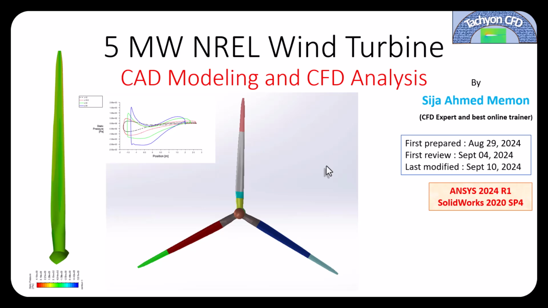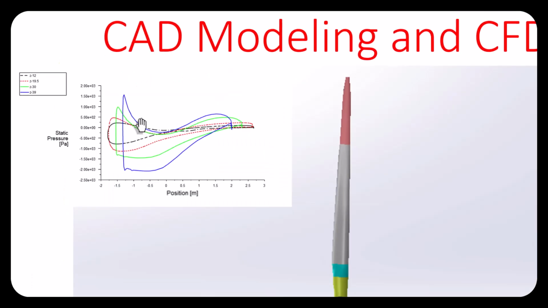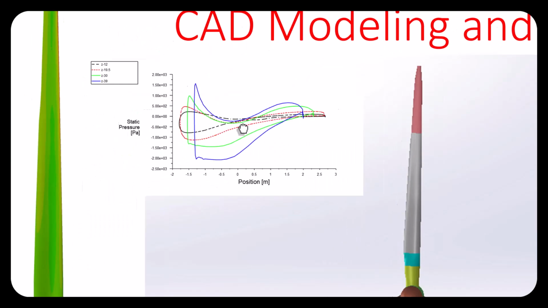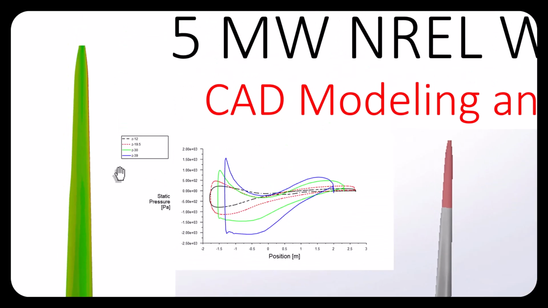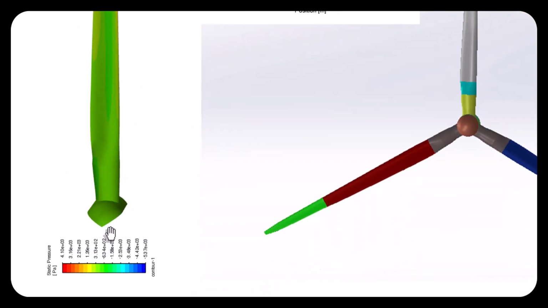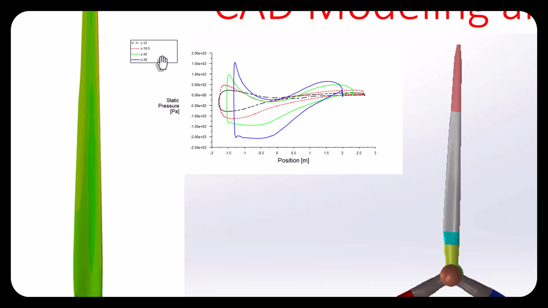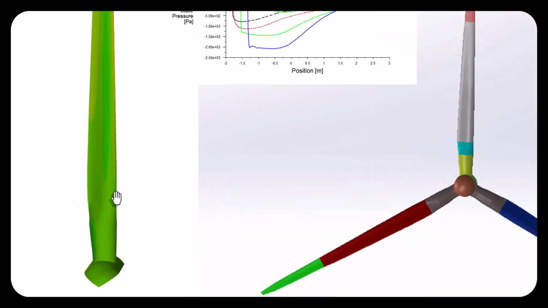Now you can see this is a CAD model that was generated in SolidWorks 2022 SP4, Service Pack 4, and this is the wind turbine pressure contour on the single blade. This is the hub region, and these are the different sections at Z = 12 meters, 19.5 meters, 30 meters, and 39 meters. The total height is 63 meters for the NREL Phase 6 wind turbine, and it starts from around 6 meters. So 12 meters is maybe somewhere here.